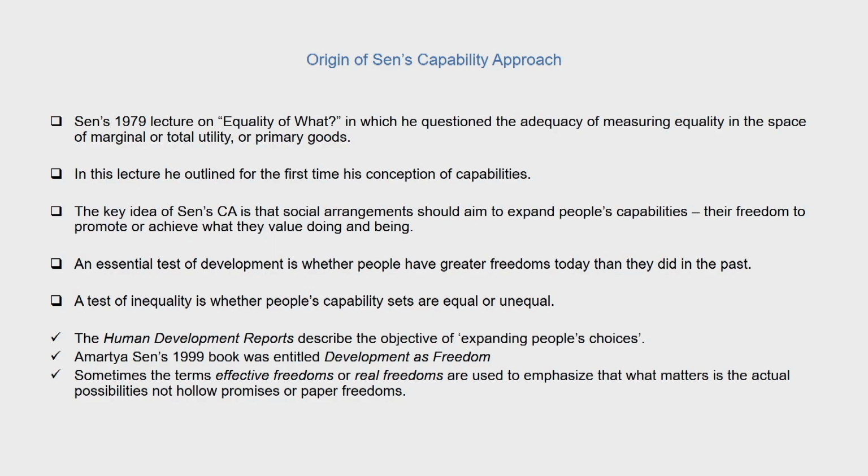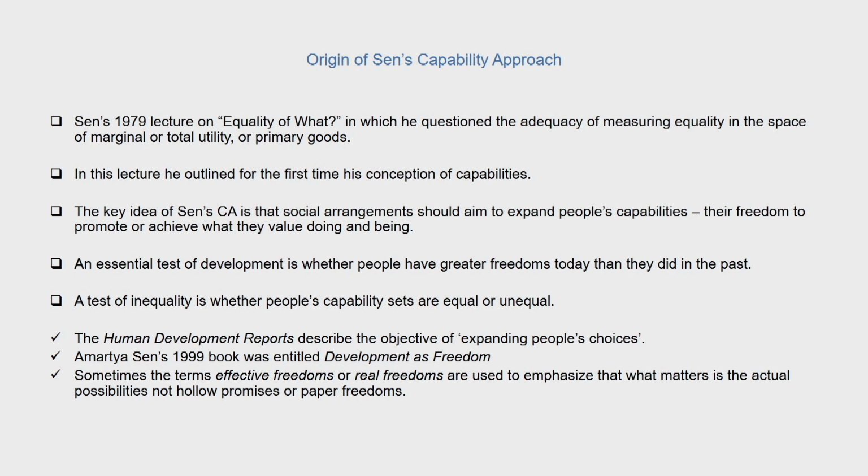As I have already said, the human development approach has been profoundly inspired by Amartya Sen's pioneering works in welfare economics, social choice, poverty and famine and development economics. But if we have to look at the origin of Sen's capability approach, we must look at the Tanner lectures given by Sen at Stanford University in 1979.